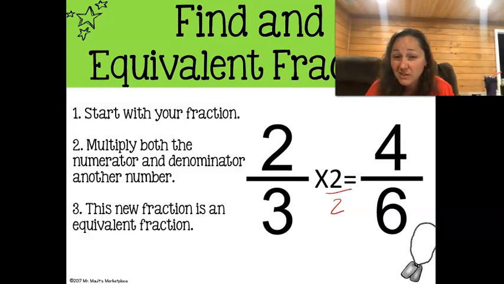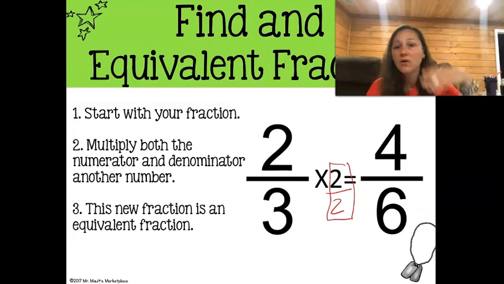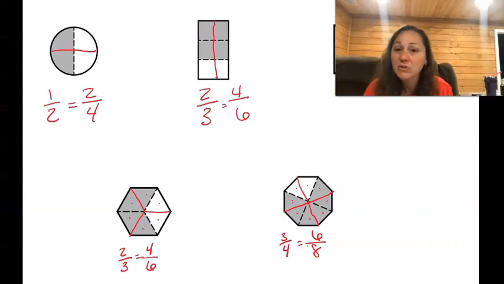2 over 2. Well, anything over itself is a 1. So if I multiply any number by 1, I get that number. Aha. So we're multiplying by 1. 2 over 2 is 1. That's why they're equivalent. But it means I have to do 2 over 2 or 3 over 3 or 5 over 5. It has to be the same. So what I do to the bottom, I do to the top. So if I multiply 2 times 2, I get 4. 3 times 2, I get 6. Essentially, I'm multiplying it by 1. That's an equivalent fraction.